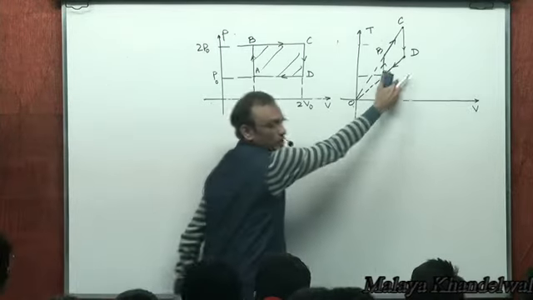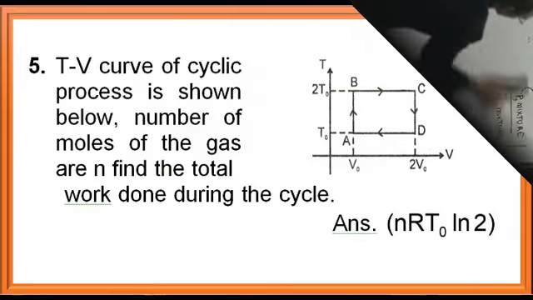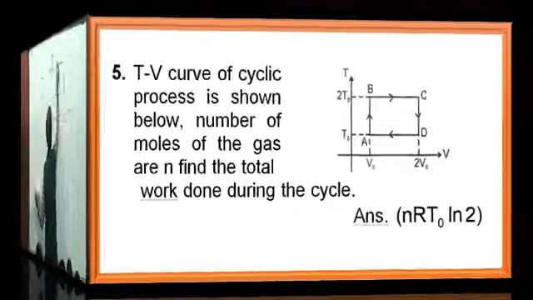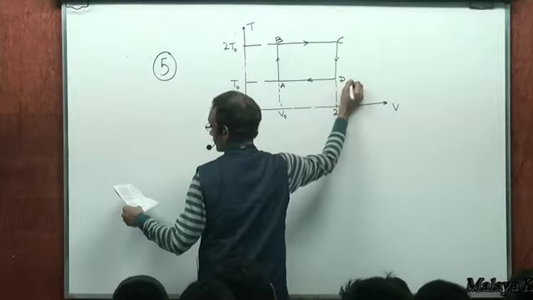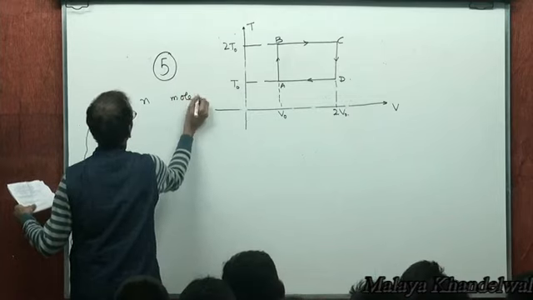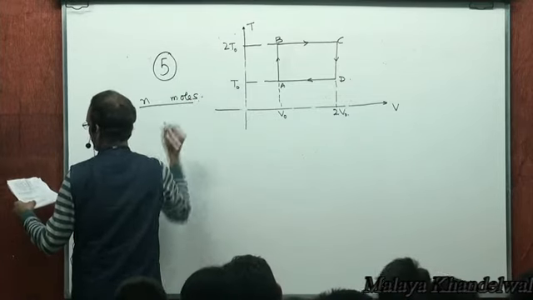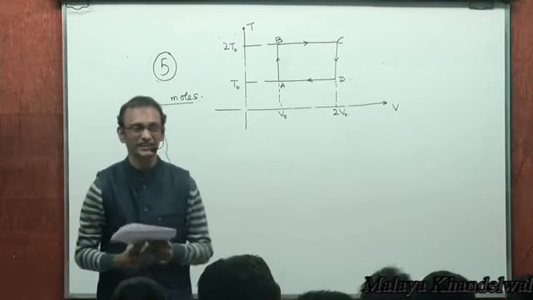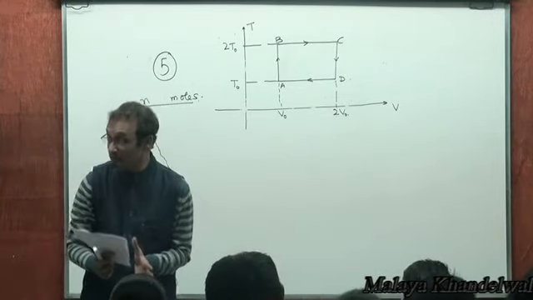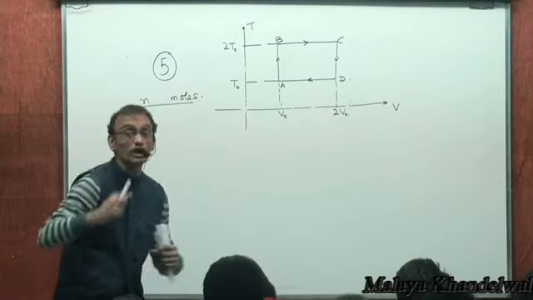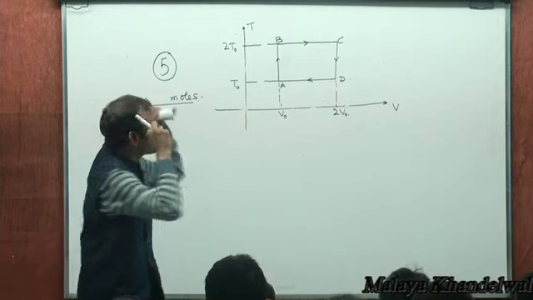The graph will be very similar to this. N moles of the gas undergoing this cycle ABCD. We want to find the work done for a full cycle. It will not be the area under the TV graph. It's always area under the PV graph, but not under the TV graph, right? You will have to calculate the work done for each process, right?